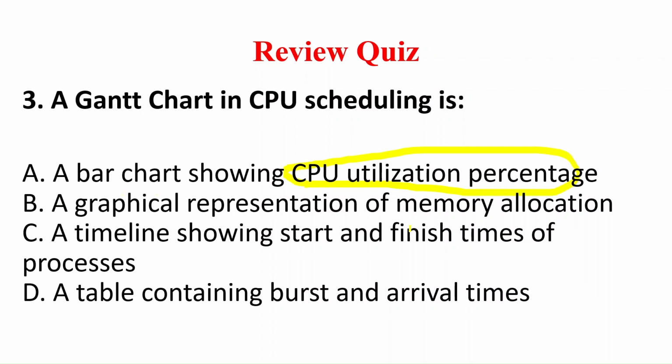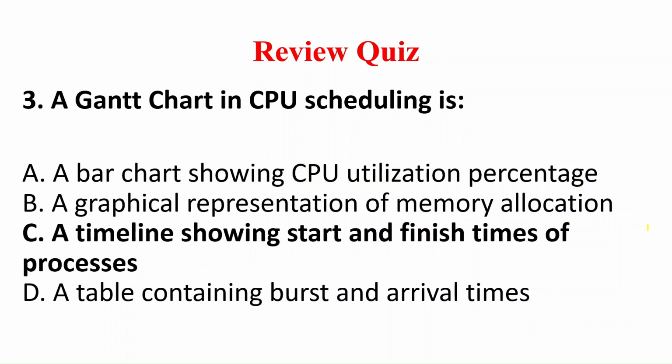We cannot calculate the CPU utilization here. A graphical representation of memory allocation? No, nowhere are we mentioning the memory allocation of a process. A timeline showing start and finish time of process? Yes, we discussed this Gantt chart. We mention when the process will start execution and when it finishes. So this will be the correct option. The last option, a table containing burst and arrival time? No, it is not. So option C is the correct answer. Gantt chart is a timeline representation that mentions start and finish times of processes which are in the running state.